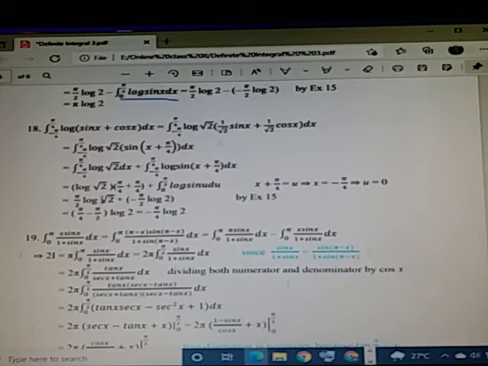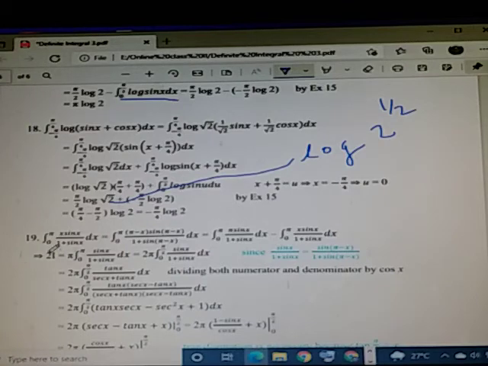And this root 2 we can write as 2 to the power half. So this is pi by 2 log of root 2, and 2 to the power half. This half you take outside, log of 2 to the power half. So half you take as coefficient, this becomes pi by 4. So it is pi by 4 log 2 and this minus pi by 2 log 2. So ultimately the answer is minus pi by 4 log 2.